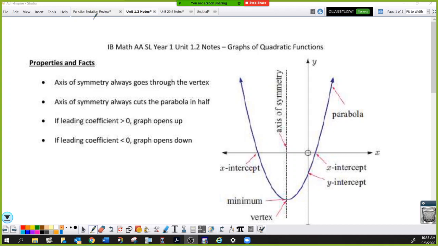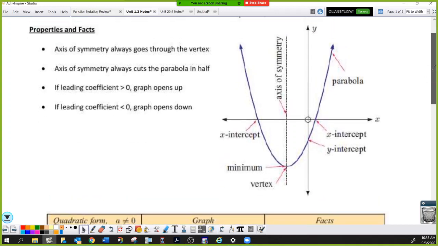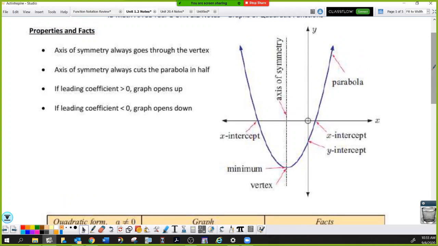So here I've just got a picture of a quadratic for you, just reminding you of what the structures look like. So properties and facts: the axis of symmetry always goes through the vertex. Hopefully that makes sense. I mean, the axis of symmetry has to go through the vertex. What that means, though, is that the vertex and the axis of symmetry always have the same x value. That's an important concept. The axis of symmetry and the vertex always have the same x value.